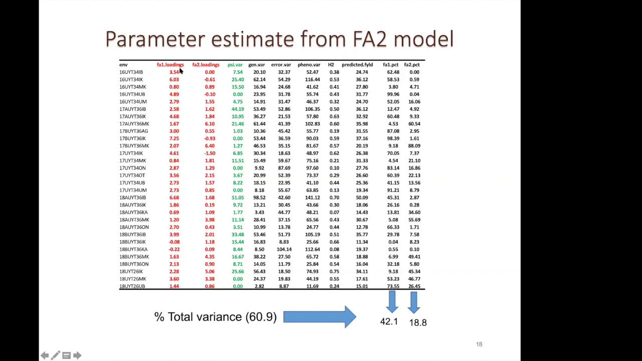From these latent factors, when you take the square of this and this plus this one, that will give you the genetic variance in each of these environments. The key message here is that our factor analytic model of order 2 captures a total of 60.9% of the variation, where the first component and the second component accounted for 42.1% and 18.8% of the variation respectively.